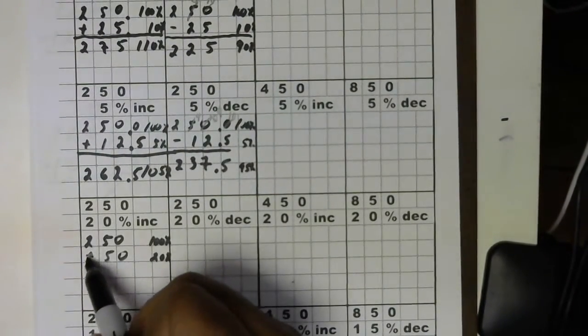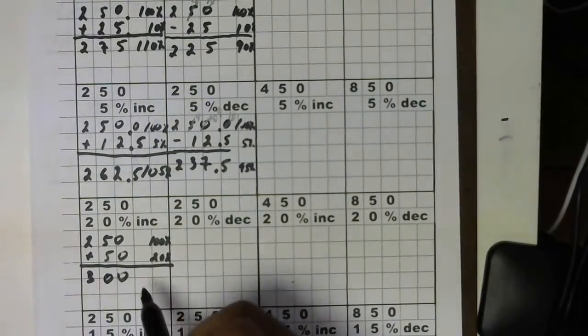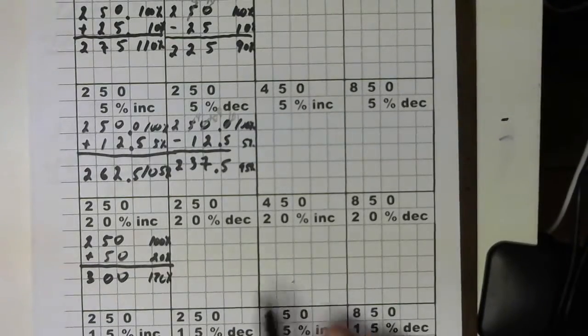Now let's make an increase. So we're going to add those 2 together. And when we add these 2, we get 300. And that represents 120%. Okay. Now let's do a decrease.